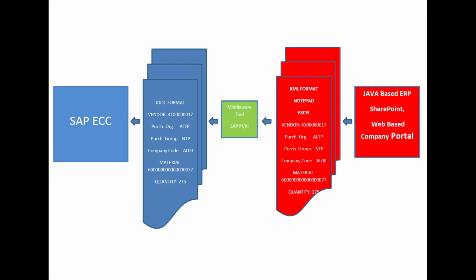In the next diagram, I have shown what happens behind the scenes. On the right side, highlighted in red, is the company portal, and it has sent the purchase order. This information goes to the middleware tool, and the middleware tool, PI/XI in my case, fills the IDOC, and that IDOC is sent to the SAP ECC system. So we receive the IDOC on the left side.